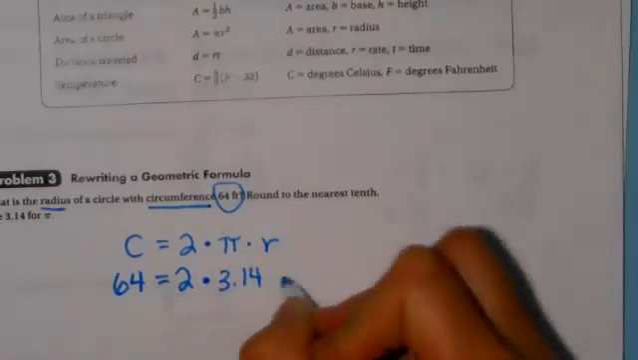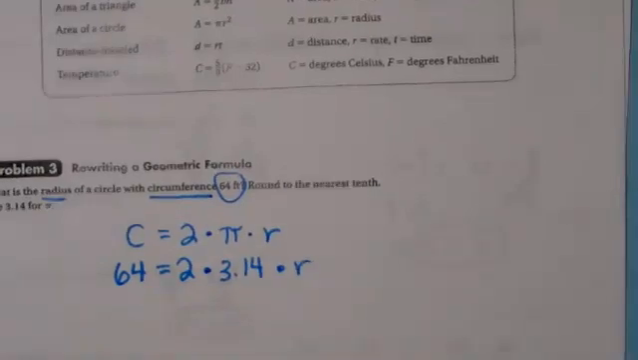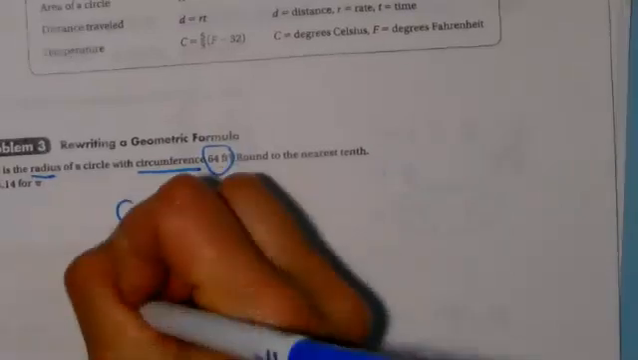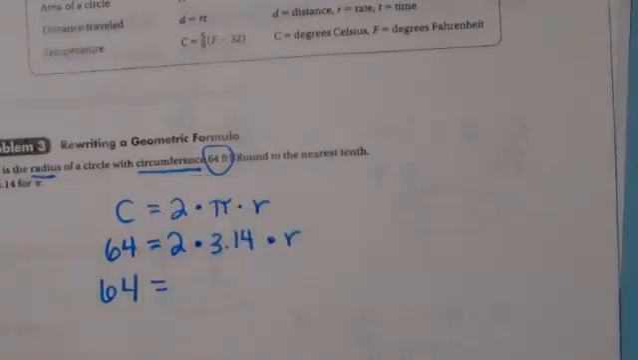3.14. And r is what we don't know, right? Okay, let's simplify. Can I multiply 2 times 3.14? Okay, do it. 64 now equals 2 times 3.14. If you type that in a calculator, Carla, what do you get?